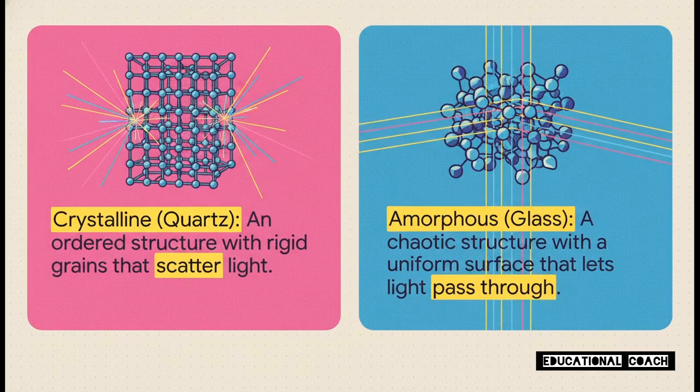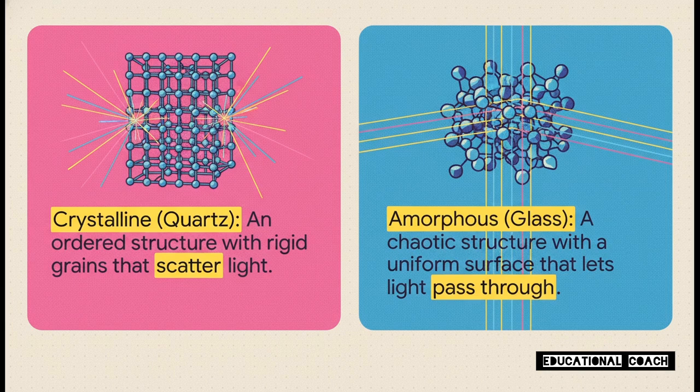So here's a look at the two side by side. On the left, you've got quartz with its ordered structure that scatters light. And on the right, you've got glass, an amorphous solid. Its molecules are trapped in that jumbled liquid-like state. This randomness creates a perfectly smooth surface on a microscopic level with no little edges to scatter the light.